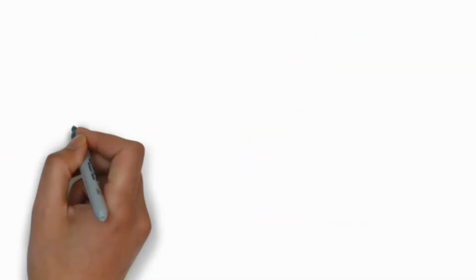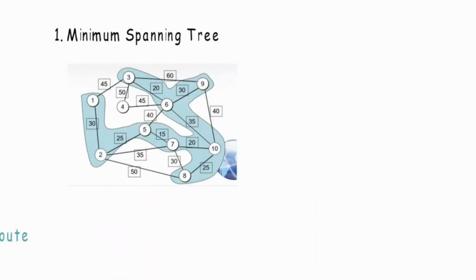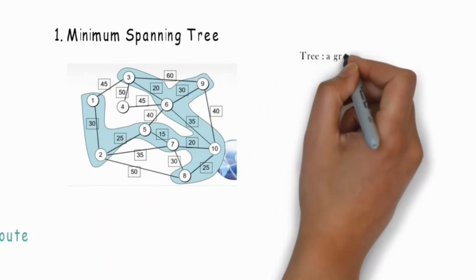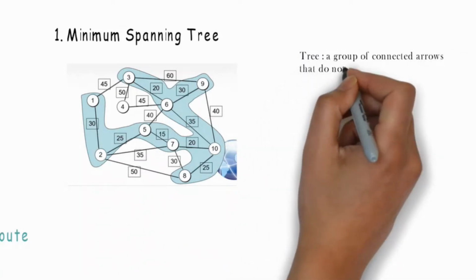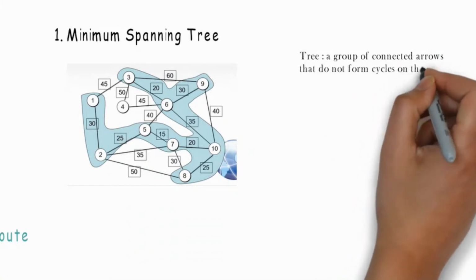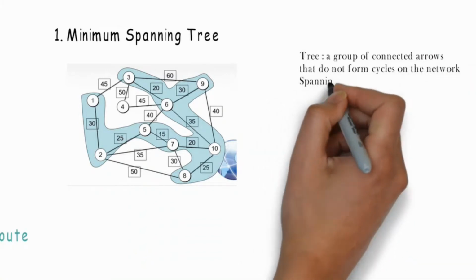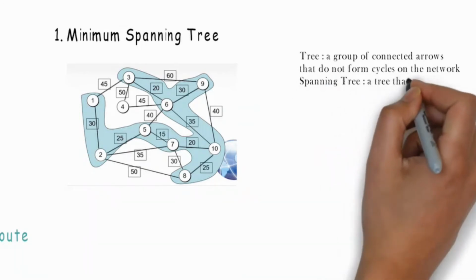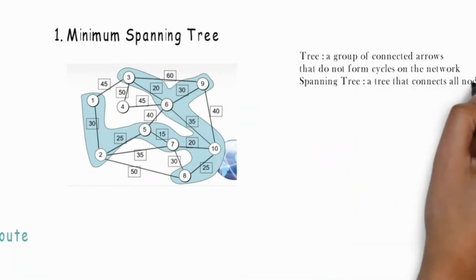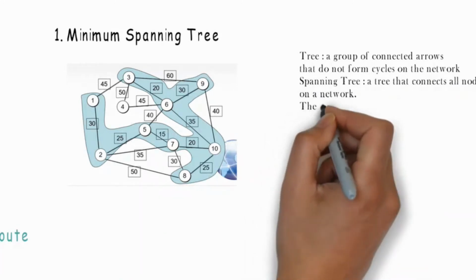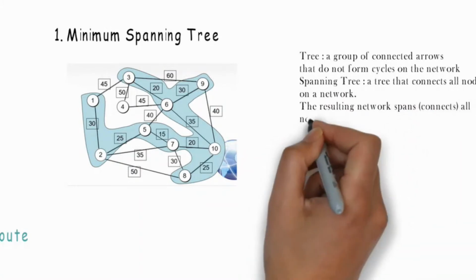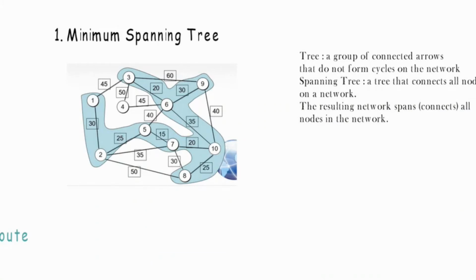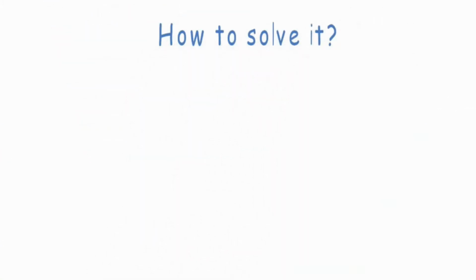First, minimum spanning tree. A tree means a group of connected arrows that don't form cycles on the network. Spanning tree means a tree that connects all nodes on a network. The resulting network spans or connects all nodes in the network. And how to solve it?